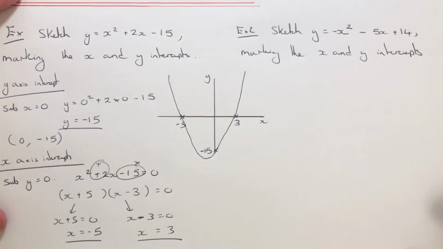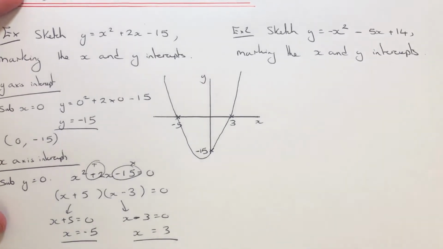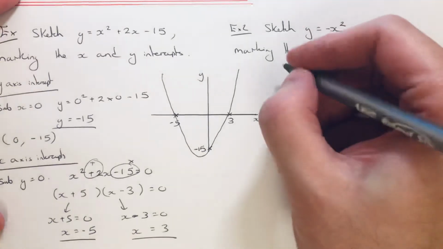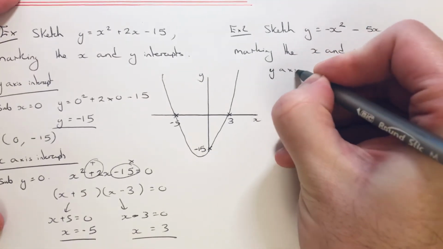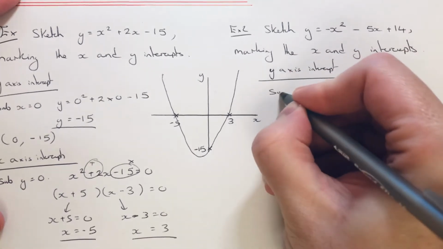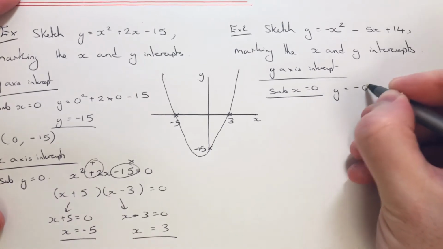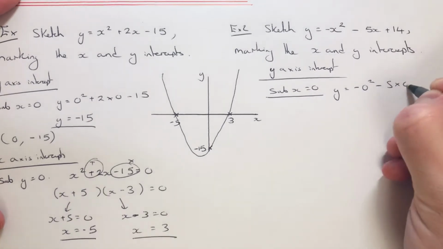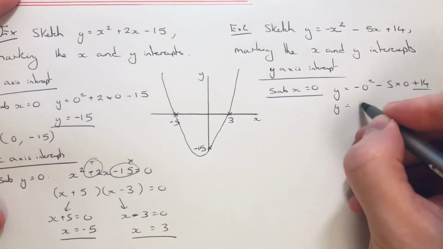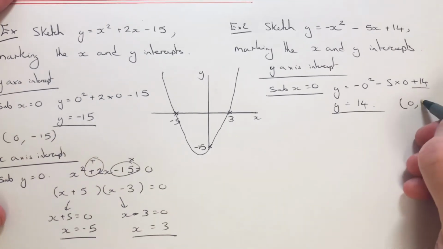So we're going to sketch the graph y equals minus x squared minus 5x plus 14, marking the x and y intercepts again. So again, to find the y-axis intercept, we need to sub in x equals 0. So it'd be y equals minus 0 squared minus 5 times 0 plus 14. So that is coming out as 14. So it's crossing the y-axis at 0, 14.